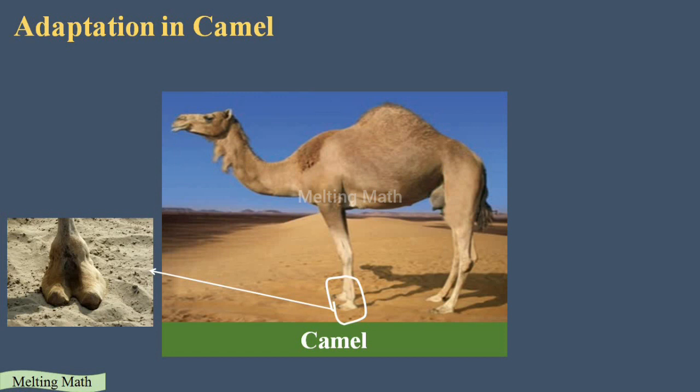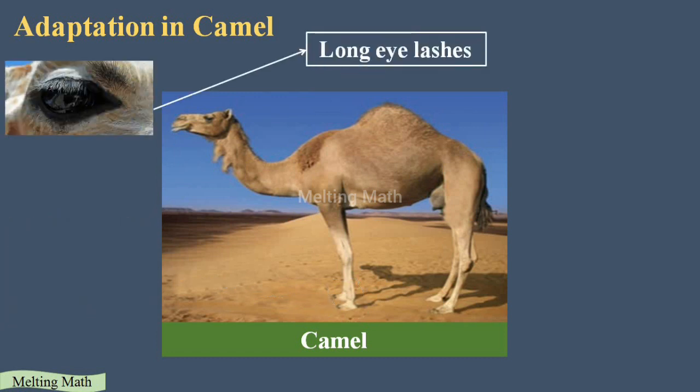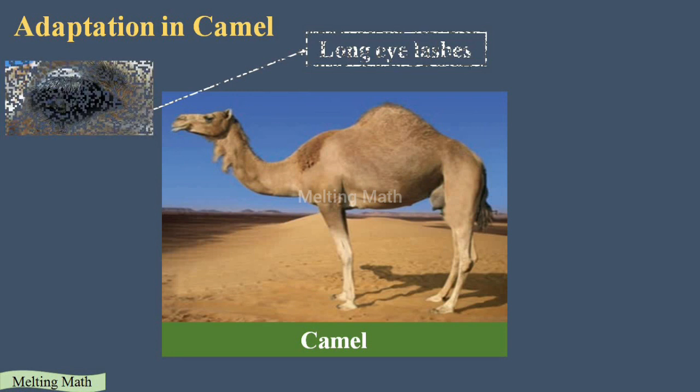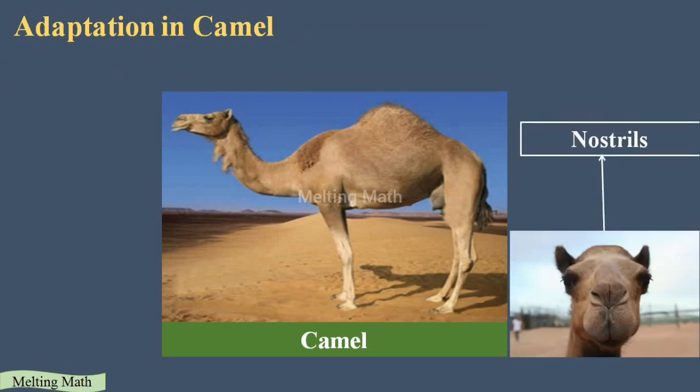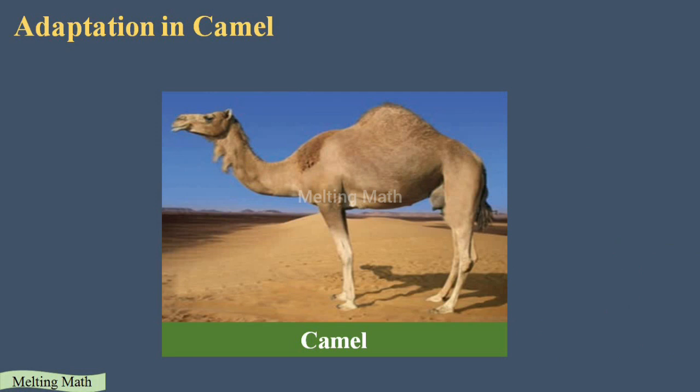Next, camel has long eyelashes in its eyes and strong hairs on its body to protect its eyes and ears from the blowing dust. And it can also keep its nose holes closed to avoid the dust. These are the adaptations in the camel. That's it. Next we are going to see about adaptation features of animals from different habitats.